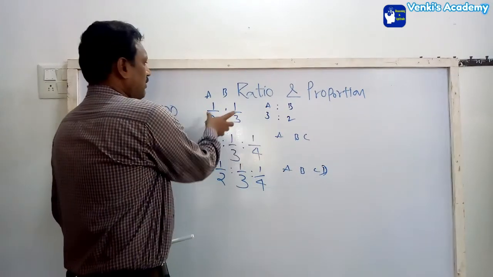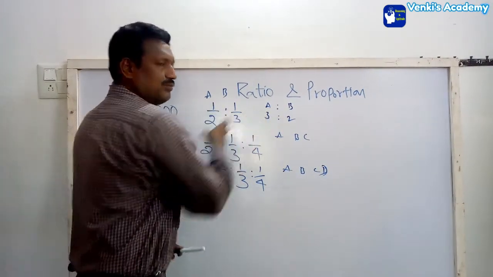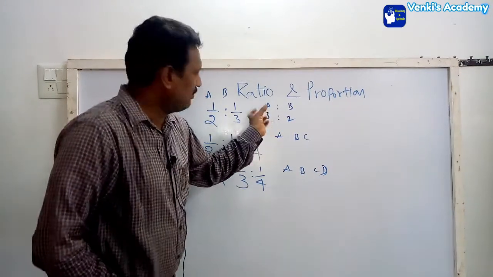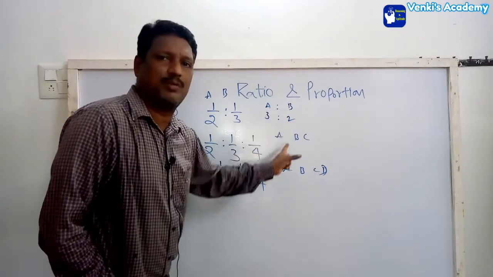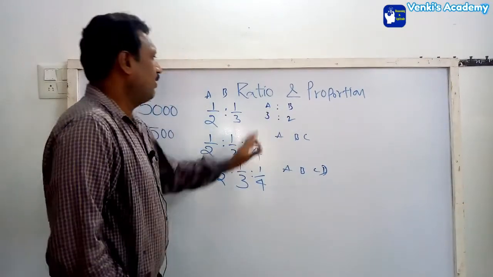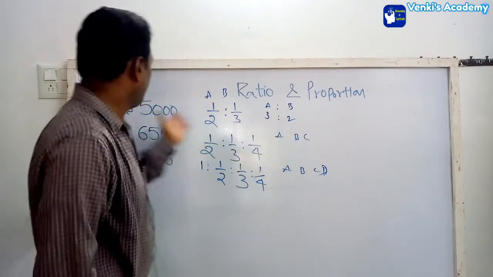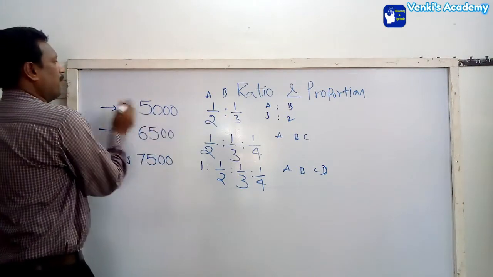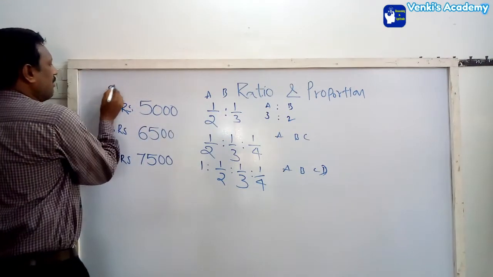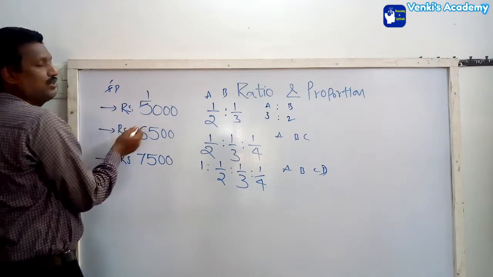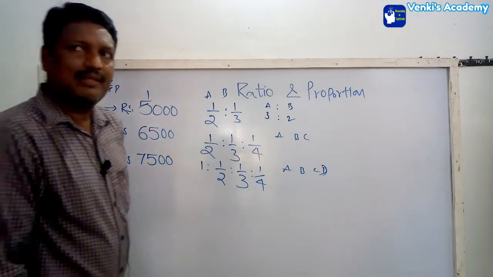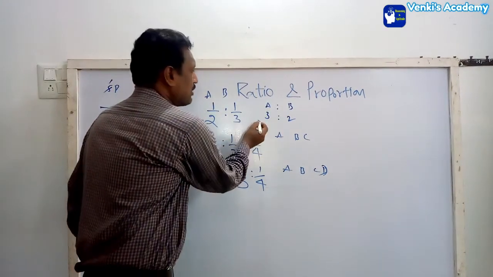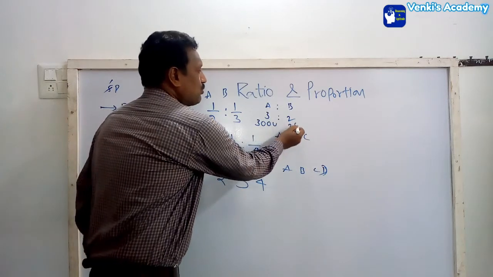Now we have converted this fraction into integer form. Integer means a whole number, not a fraction. So A gets 3 parts, B gets 2 parts. There is no fraction. Totally 5 parts. The total amount is 5,000, so 5 parts equal 5,000, and 1 part equals 1,000. Whenever we find the value of 1 part, we can distribute easily. So A gets 3 parts, that means 3,000. B gets 2 parts, that means 2,000.